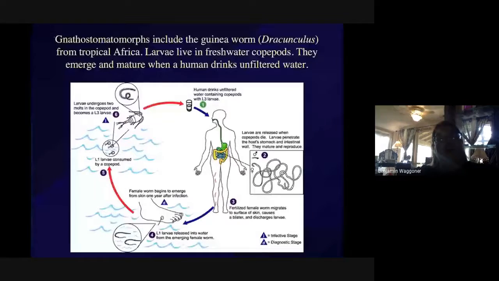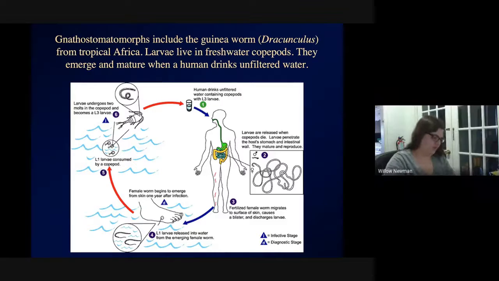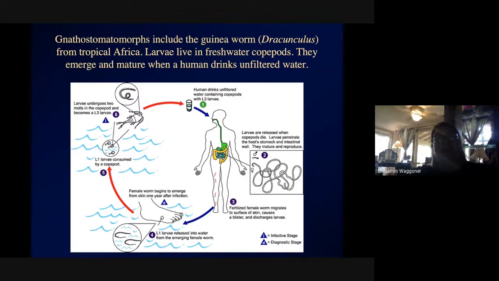I think I've actually got the order of slides reversed there, but the gnathostomatids include Dracunculus. Yeah, the eggs are laid in... Oh, okay. The female releases larvae directly into the water. The larvae get eaten by a copepod. They mature in the copepod, and then when a human drinks unfiltered water, they get passed to humans. They reproduce in the stomach and intestine, and then the mature female worm migrates to the surface of the skin and causes that blister.